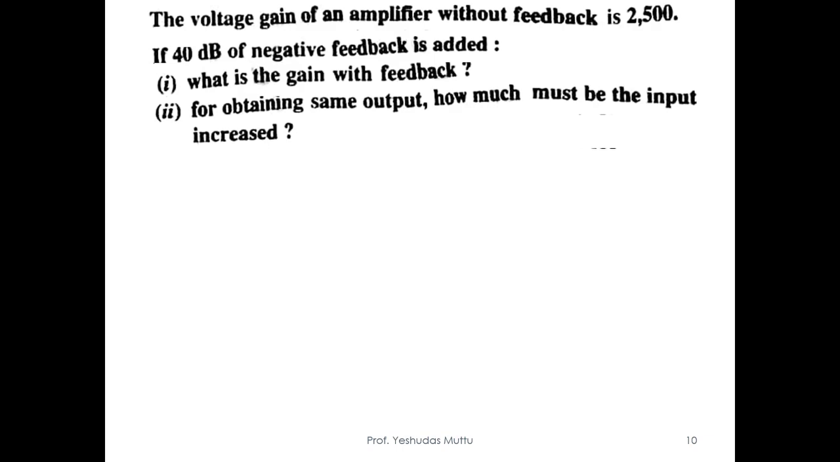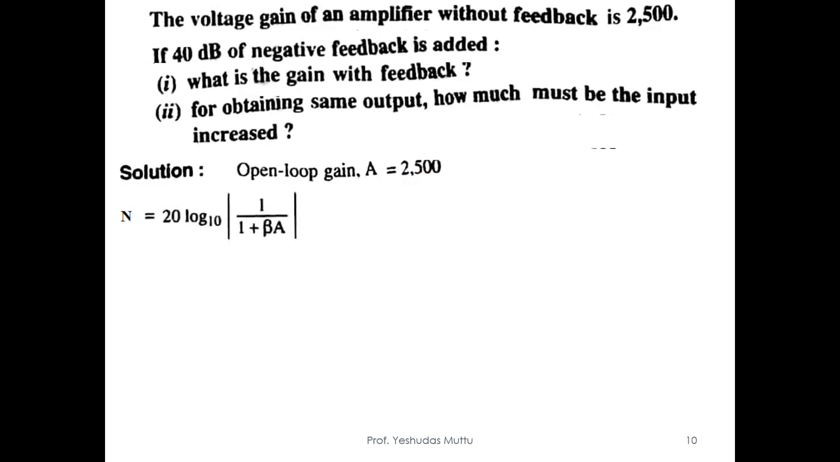Okay, A is given to you as 2500 and 40 dB of negative feedback, which means the feedback is given to you in dB. Now it is in dB. So what we need to do is use that N formula, which we usually use to calculate it in dB, because we need to make it unitless. So open loop gain A is equal to 2500. I told you all N is equal to 20 log of 1 upon 1 plus beta A. This formula we need to make use of.